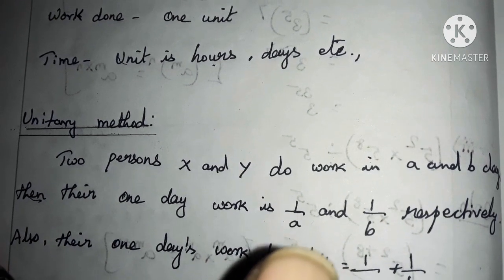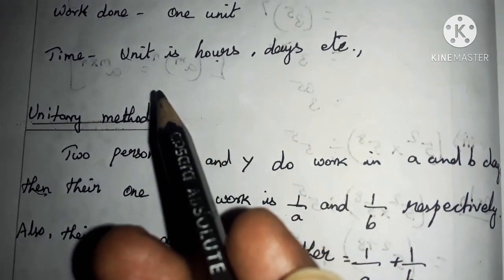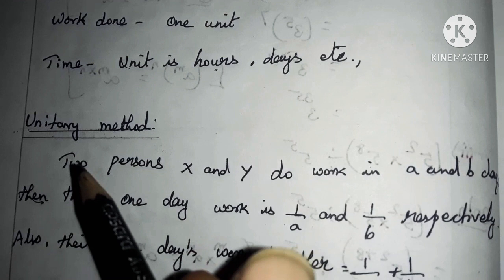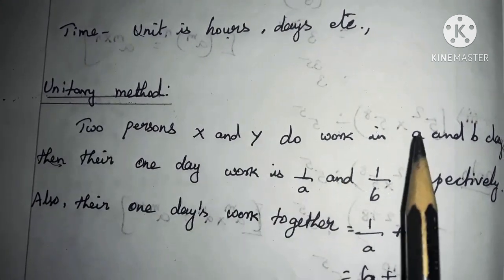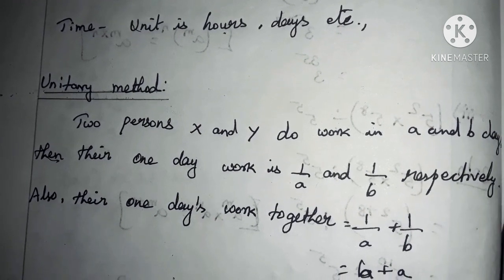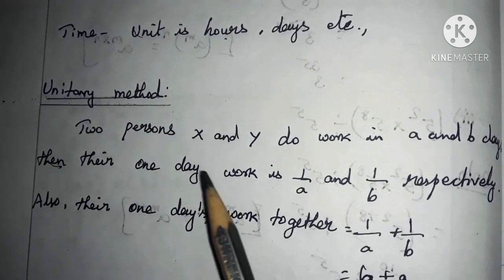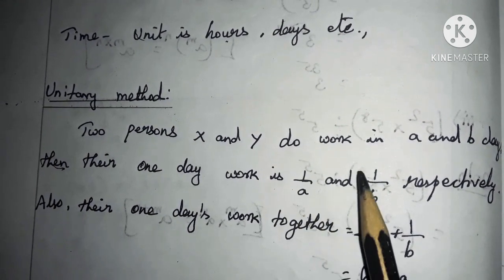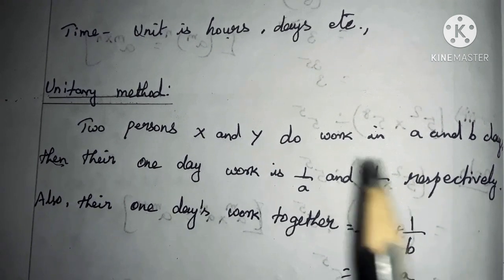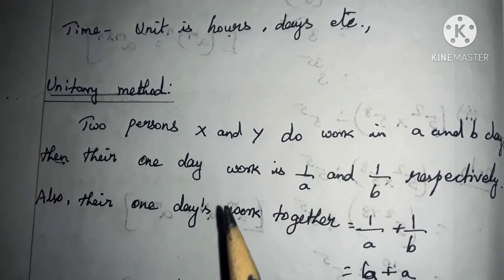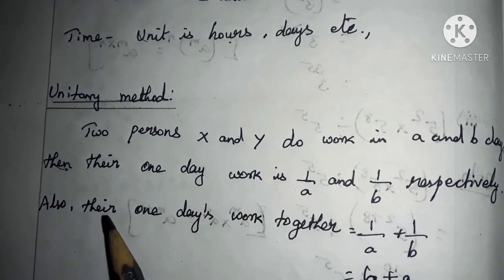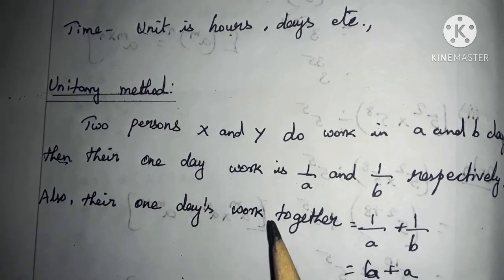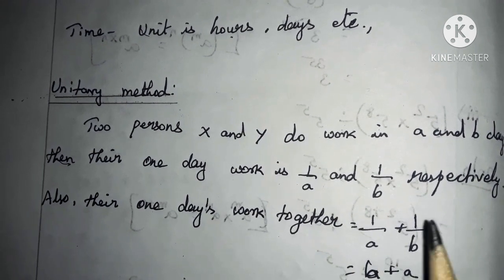Now we are going to see how to solve the problems when they are given using unitary methods. If two persons X and Y do a work in A and B days, then their one day work is 1 by A and 1 by B respectively. If they work together and do the same work, then their one day's work together is equal to 1 by A plus 1 by B.